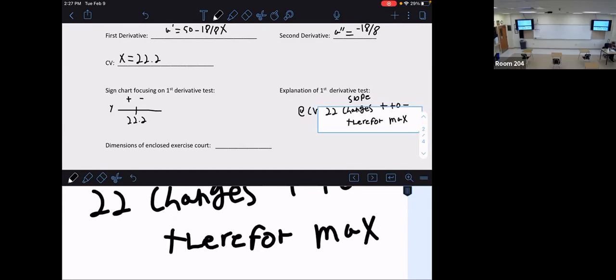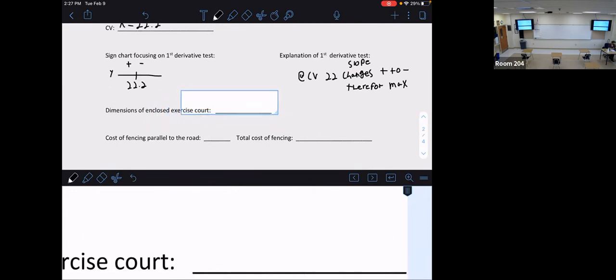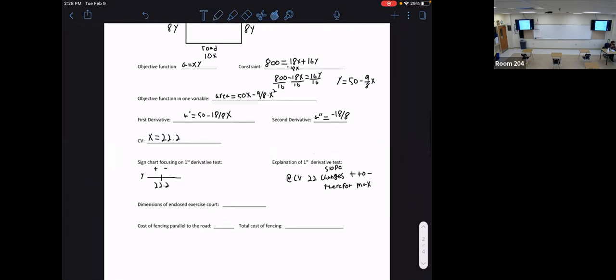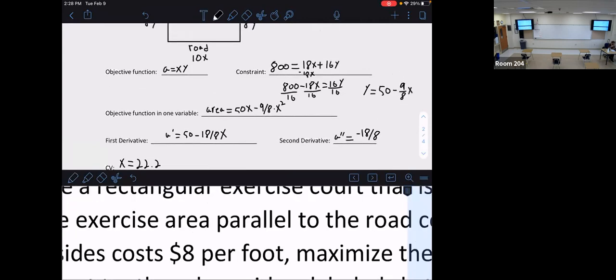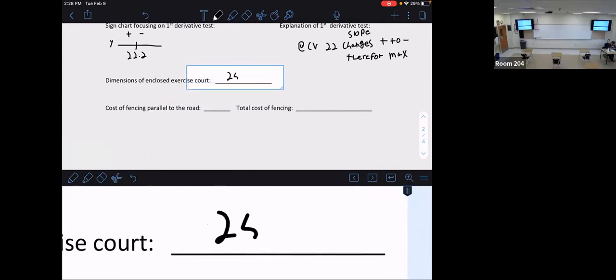Okay, good. Okay, so Miles, coming at you. So how did you get the other variable, the y? What would you do with the 22.2? So if you look back at the constraint, you basically already created a y equation. The y equals 50 minus 9 over 8 x. So you plug in your x there, and then that's going to get you your y value. What did you end up getting? So I got 25. Yeah, me too. So doing that, we got 25. Okay, so your dimensions of the enclosed exercise court are going to be 22.2 times 25, and they're both feet.